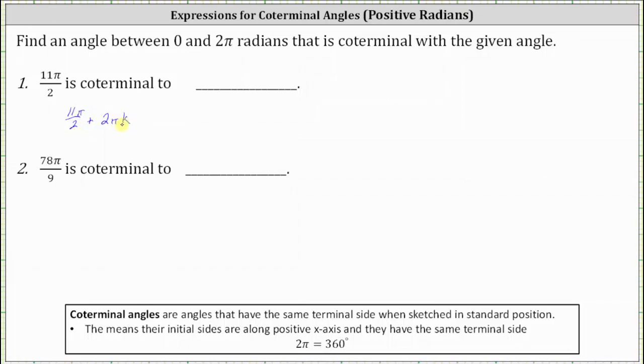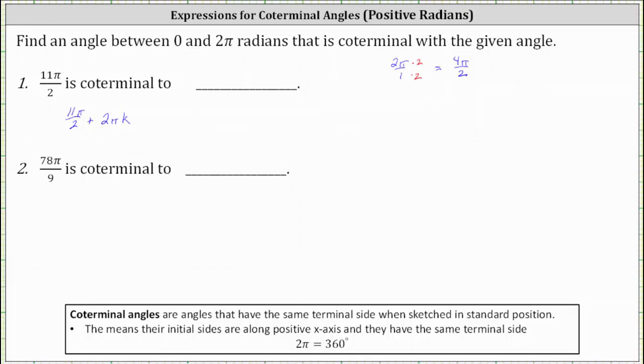If k is positive, we add multiples of 2 pi. If k is negative, we subtract multiples of 2 pi. Now we need to determine the value of k so that the coterminal angle is between 0 and 2 pi radians. First, 2 pi radians is the same as 2 pi divided by 1 radians, and because our denominator is 2, we can multiply the numerator and denominator by 2, and 2 pi is equal to 4 pi divided by 2. This will help us determine when we find a value of k that gives us a coterminal angle between 0 and 2 pi radians.